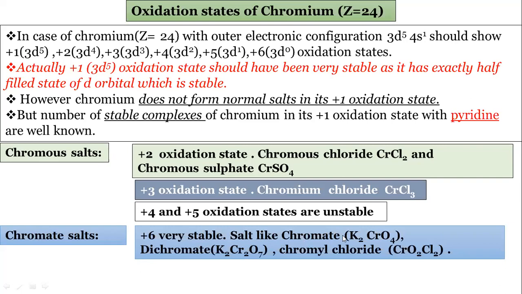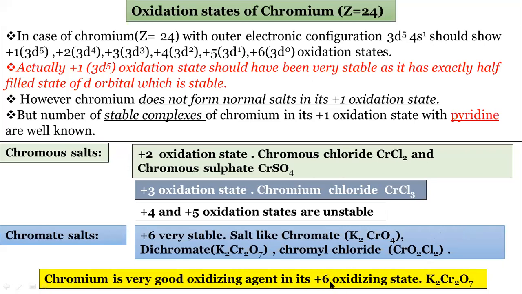The name of the salt is chromate, K2CrO4. In this chromate, the oxidation state of chromium is +6. In potassium dichromate, K2Cr2O7, the oxidation state of chromium is +6. In case of chromyl chloride, I want to remind you, it is used in the Etard reaction. Those students who are preparing or revising organic chemistry, remember this chromyl chloride is used in the Etard reaction.